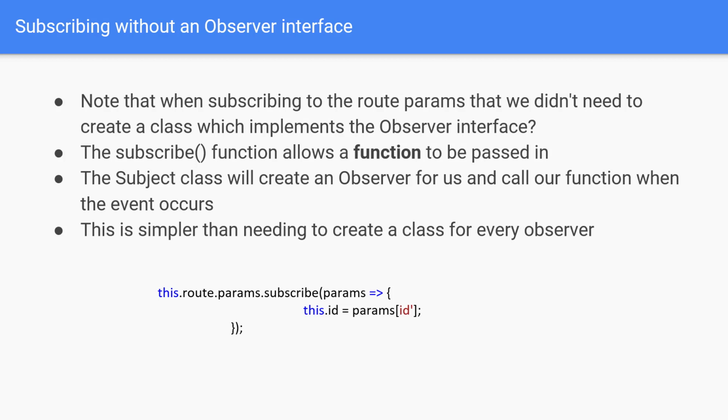Note that when subscribing to the route params, we didn't need to create a class which implements the observer interface. The subscribe function allows a function to be passed in. The subject class will create an observer for us and call our functions when the event occurs. This is simpler than needing to create a class for every observer.